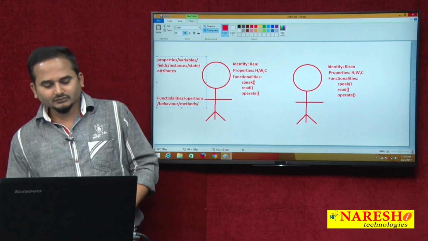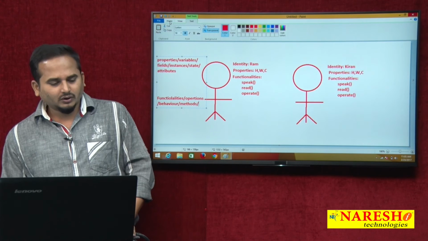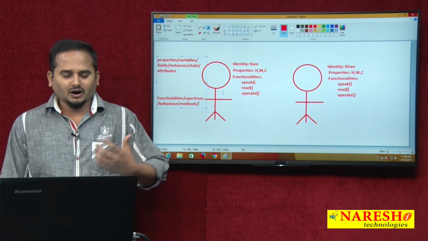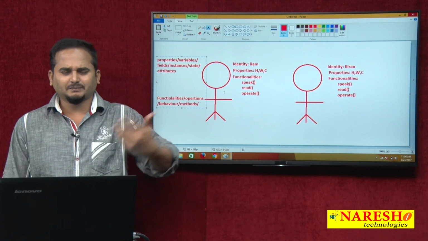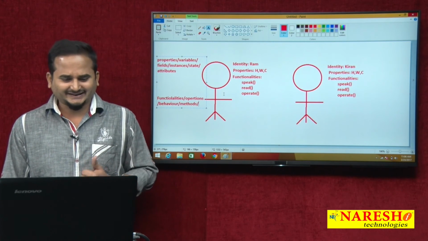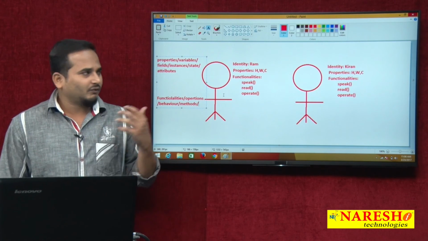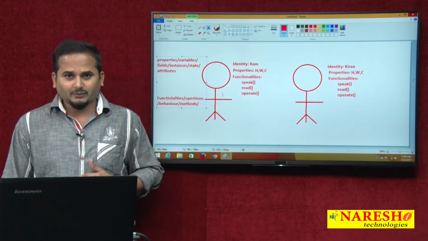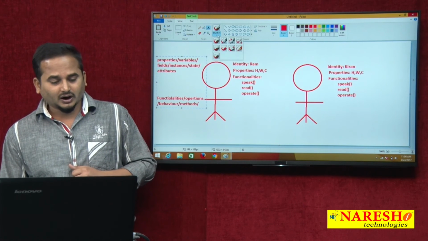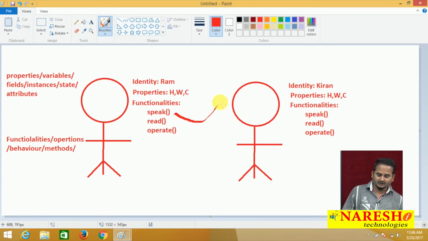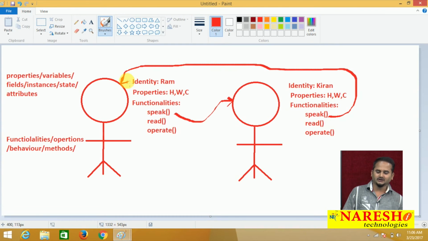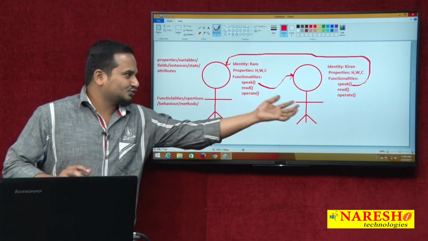For example, I want to know the time. I am staying at some other place, and unfortunately I didn't wear my watch. Suddenly one guy appeared, like Kiran. Now I want to know the time, so what should I do? Ram is going to talk with Kiran by using the functionality, speak. And once I ask the time, Kiran is also giving some reply to Ram.